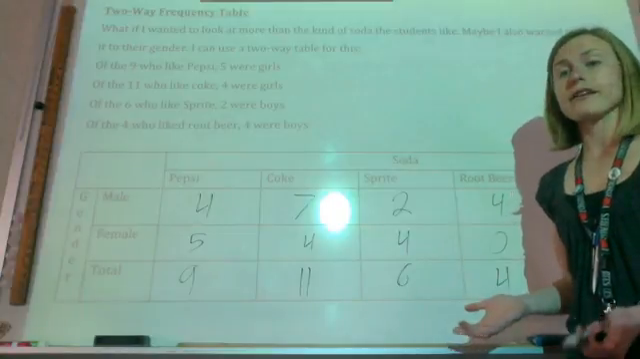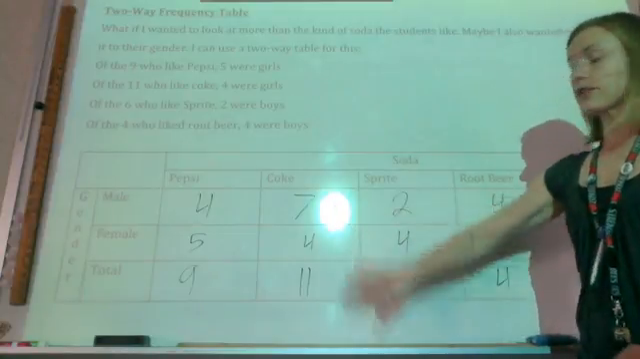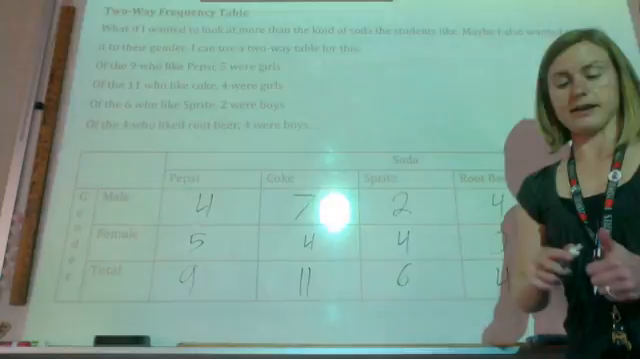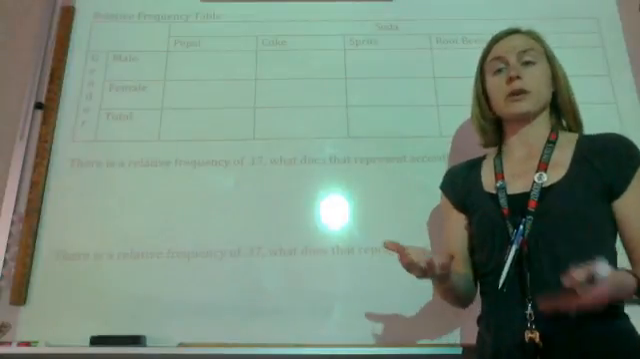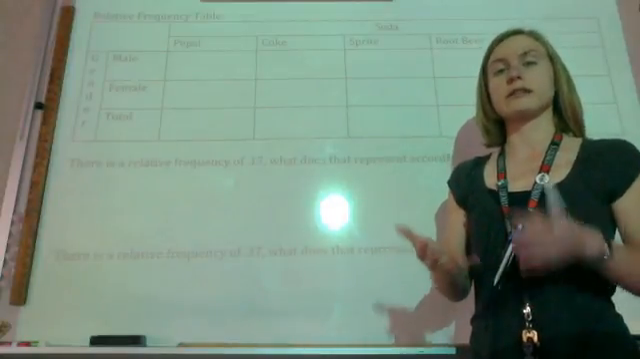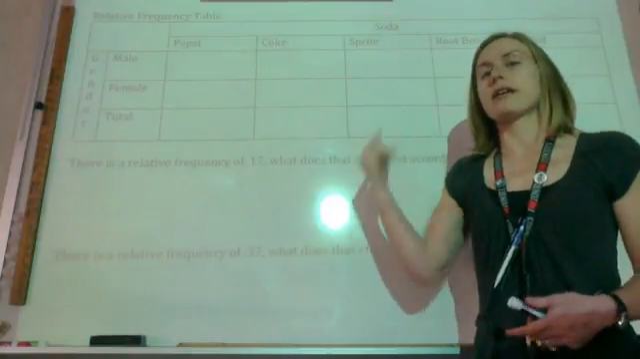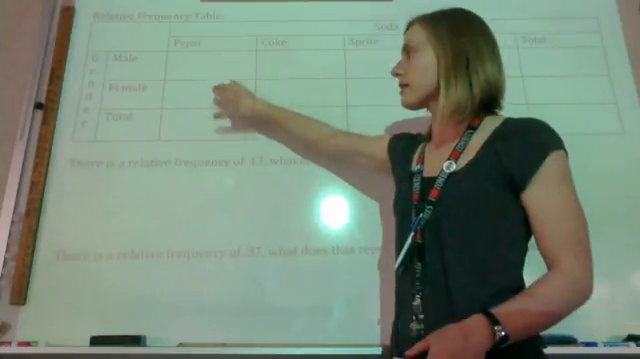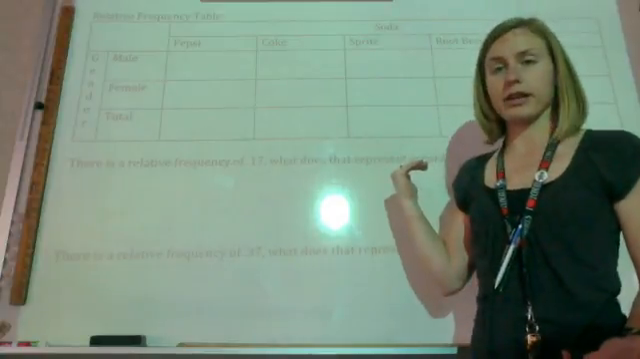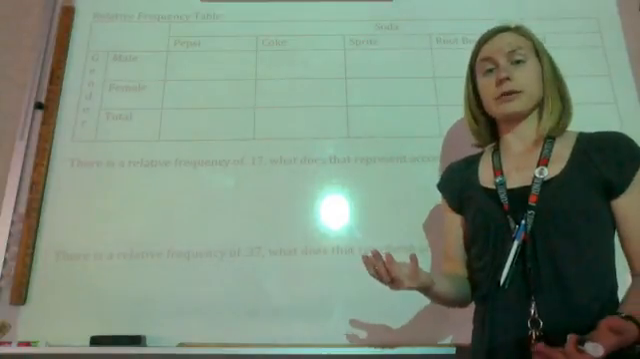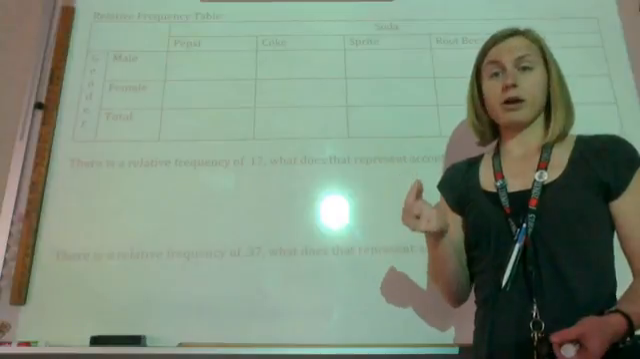And of course, we can figure out the relative frequency of each of these boxes. So let's take a look at that right now. Just like what we saw with the one-way table, we can find the relative frequencies of these. So you're still going to take that number and divide it by the total. Whatever is in each of these boxes, you just take that divided by 30, and that's going to be the relative frequency for that specific box.